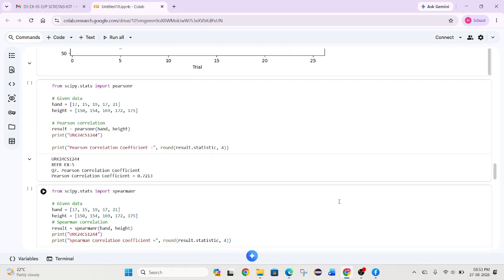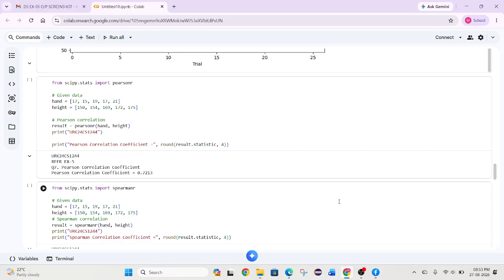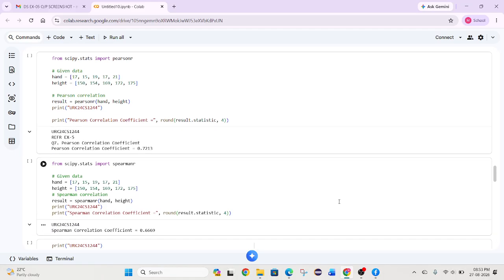Question 7 is to calculate the Pearson's correlation. Now I'm going to explain question 7. Correlation tells us whether two variables are related to each other. Here we have two variables, hand measurements and height. These are the values given in this question.